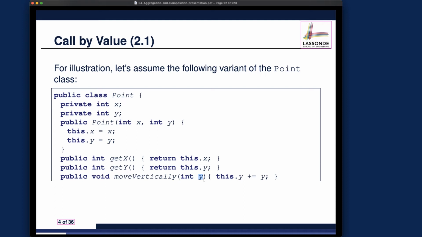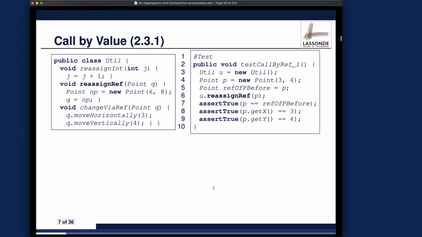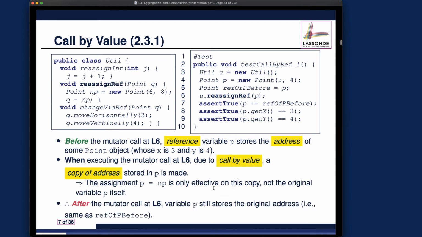Notice I'm using parameter as opposed to arguments. Why? Refer to my earlier video. And also moveHorizontally, by modifying the attribute x, by incrementing it by the parameter x. That's what I meant.